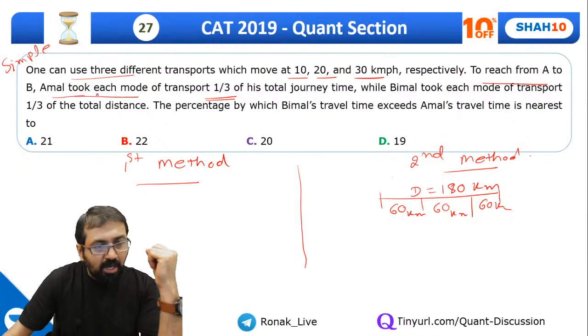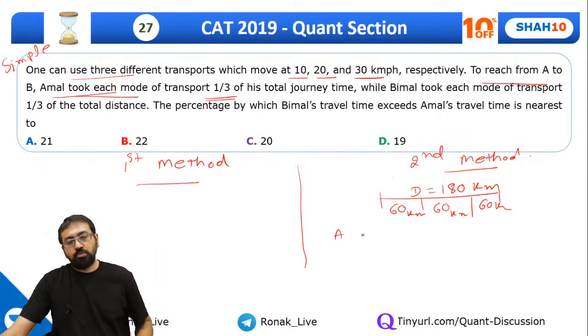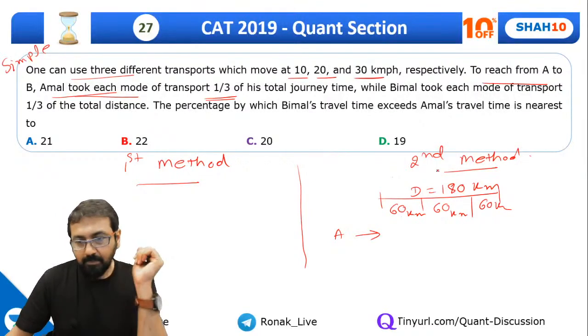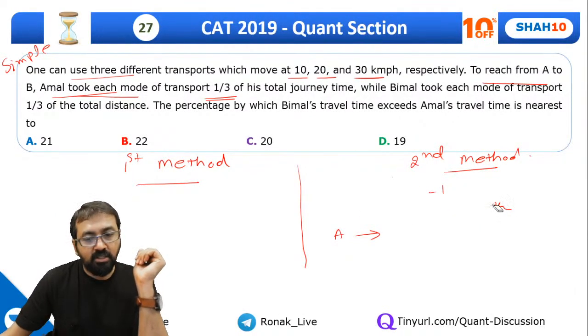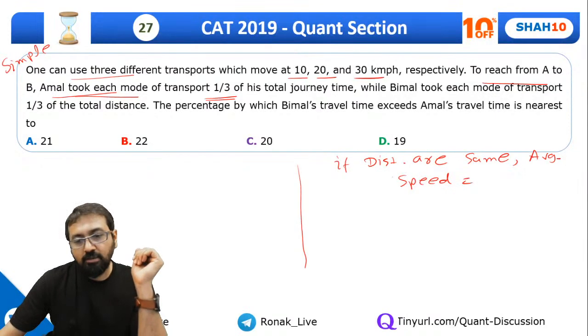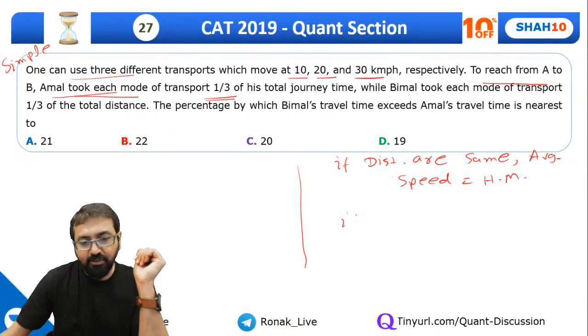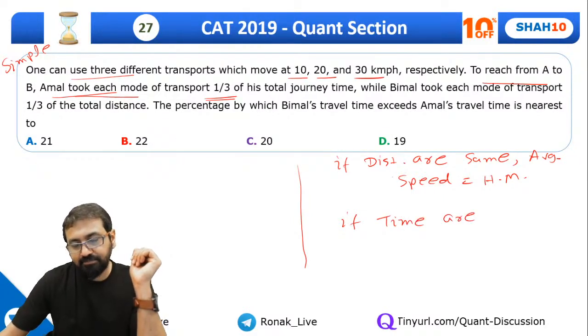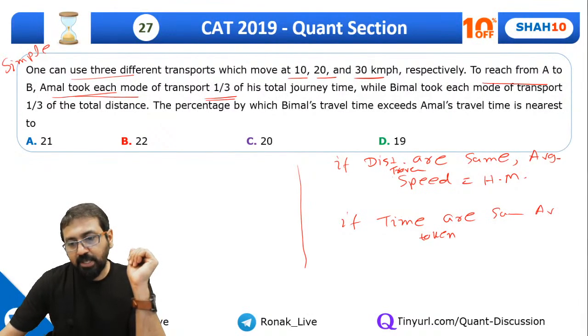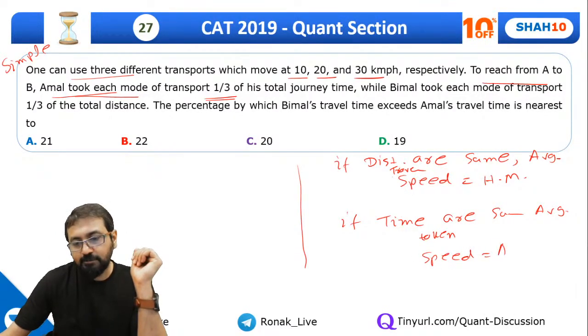Now Amal took each mode of transport for 1/3 of his total journey time. No, don't do it this way because the total journey time, we don't know journey time, right? Instead of this, what if I apply that concept? If distances are same, average speed is equal to harmonic mean of speeds, and if distance traveled are same, time taken are same, then average speed will be arithmetic mean of speeds, right?